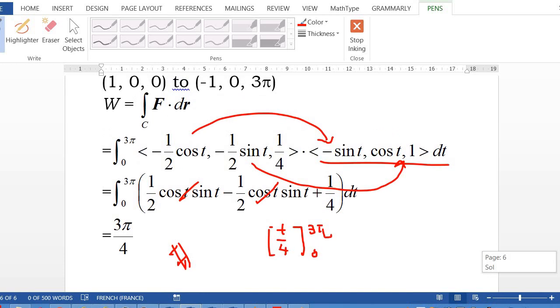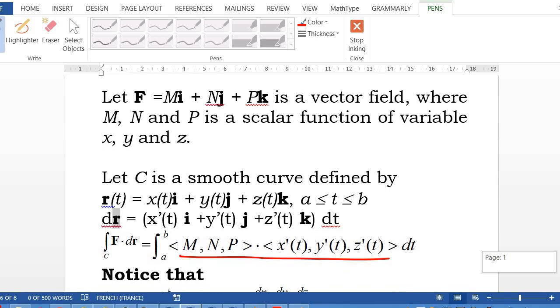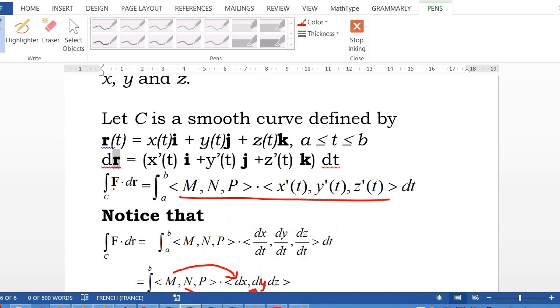So I conclude this lecture. The line integral of a vector field is given by the integral of F dot dr along the curve C. This line integral of a vector field represents the work done by the vector field F to move an object along the curve C. To evaluate it, plug in your vector F, which consists of mi plus nj plus pk, then dot with dr. From r(t), you find dr/dt.